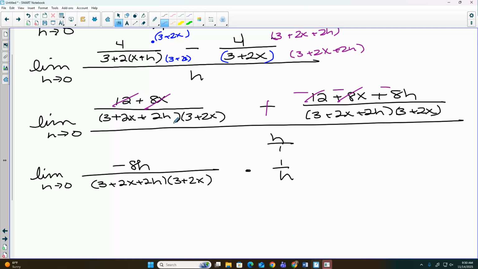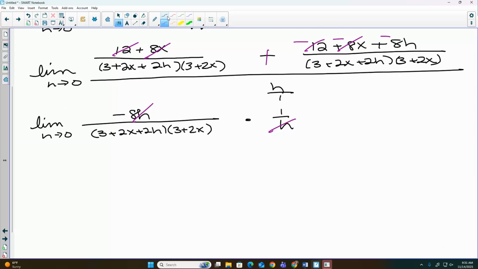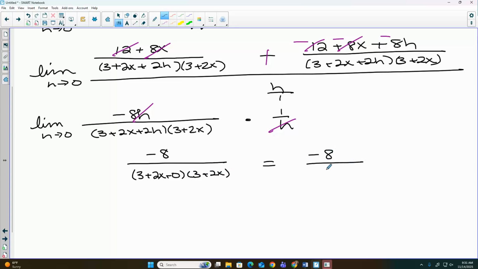So what happens now? The h is canceled. Now I'm no longer getting 0 on the bottom. So this is the moment when you can plug in 0 for your h and drop your limit symbol. So we get negative 8 over 3 plus 2x plus 0 and 3 plus 2x, or negative 8 over 3 plus 2x squared. And on tests, if you were in doubt, you could always do the quotient rule on the original to check yourself.